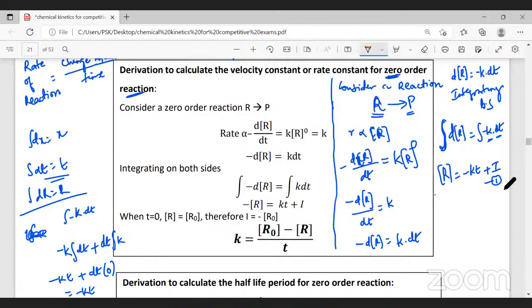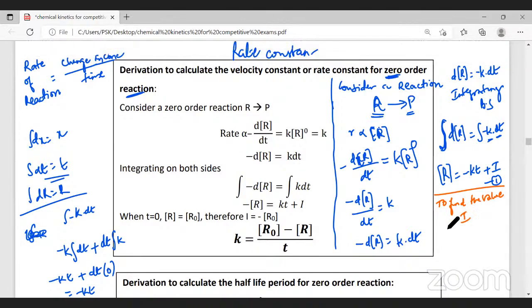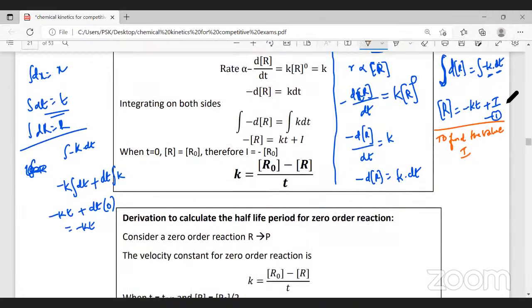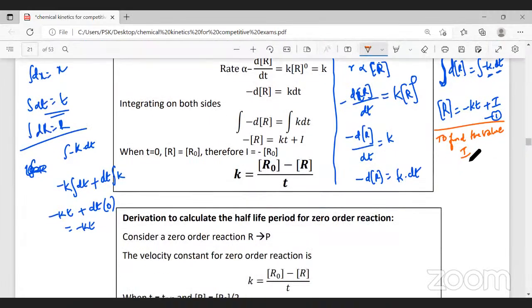Now, the next part of the topic is to find the value of I. What is this I? This I is called the integration constant. Whenever we integrate, we have to give a constant I. In the previous boards, we used to give the integration constant as C. In the NCERT, they have mentioned it as I. We will use it as I itself. Now, to find the value of I, write at time t is equal to 0.